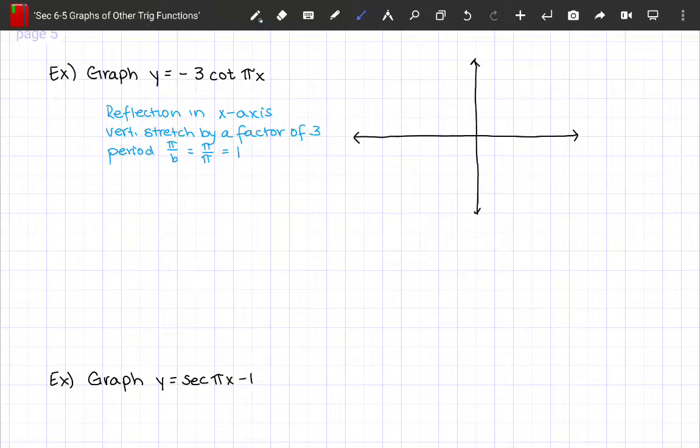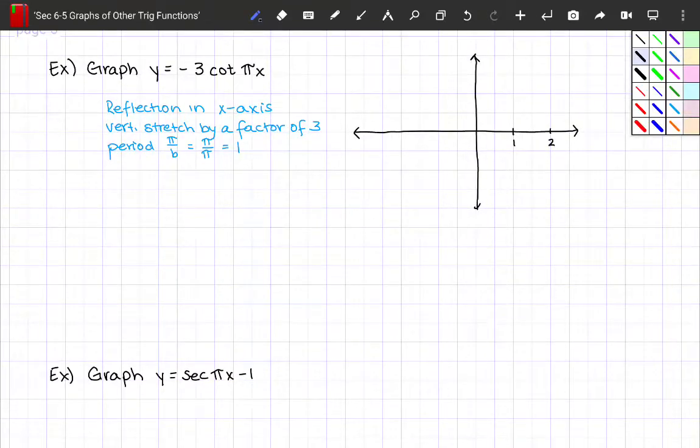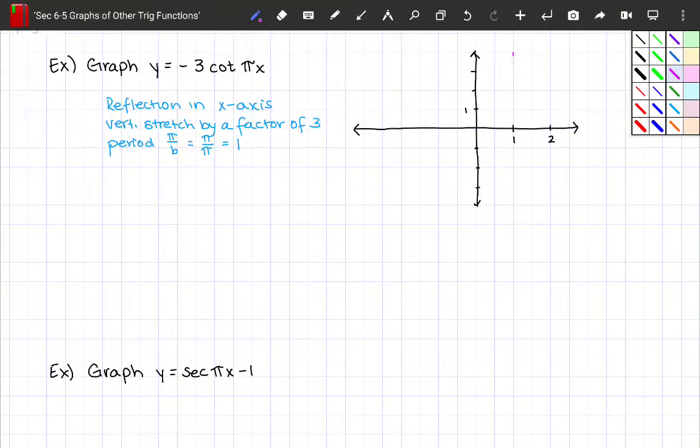Remember, we have to graph stuff in between. So I'm going to make 2 squares be equal to 1 period on the x-axis. So that means my asymptotes are going to go here, here, and so on. I should actually put some more tick marks here on the x-axis. Okay, so we have that.